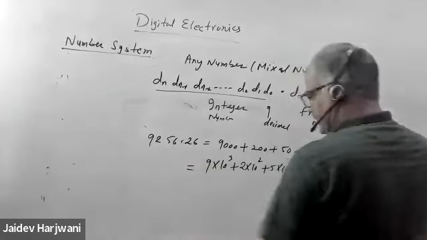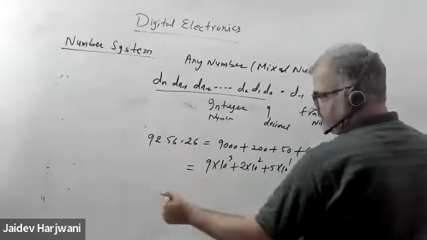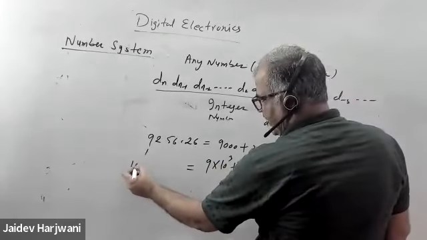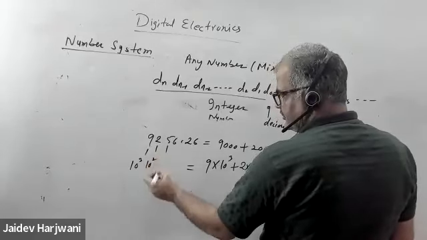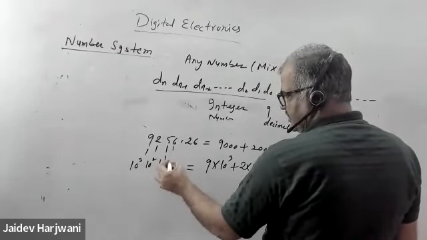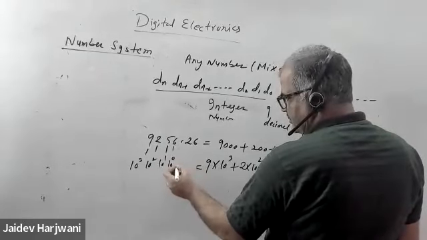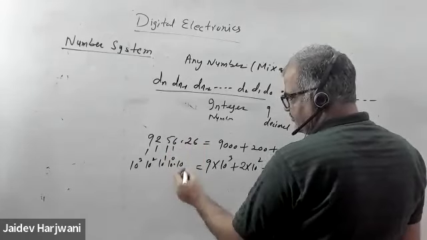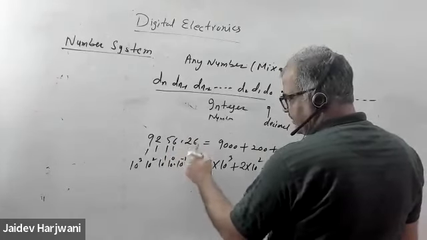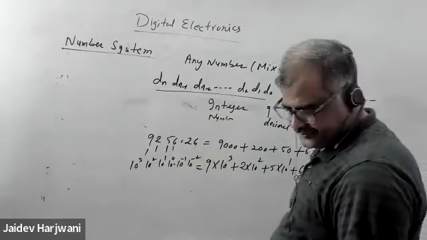I'm repeating again what I'm writing here. This is the 1000, the weight of this position. This position has the weight 10 to the power 3, this position 10 to the power 2, this position 10 to the power 1, and this position 10 to the power 0. After the decimal point, this position has the weight 10 to the power minus 1, and this position has the weight 10 to the power minus 2.